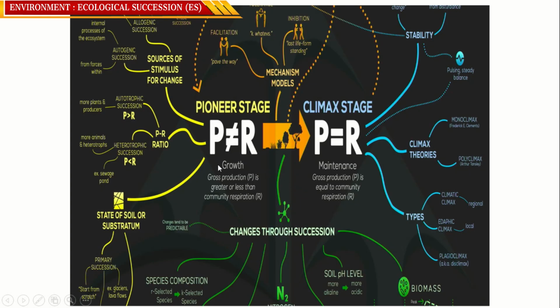In this process, ecological succession is the result of a combination of certain factors, for example, autogenic succession and allogenic succession. All these factors together lead to succession. So, we need to know what is meant by autogenic succession and allogenic succession.